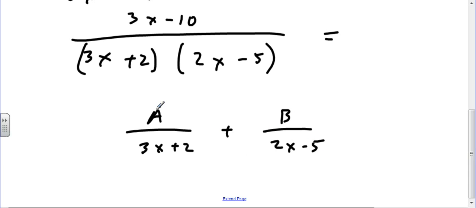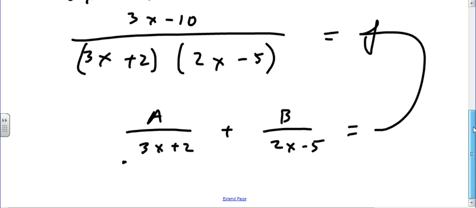Now, this something that's on top is always a degree less than the something on the bottom. So if the something on the bottom was x squared plus 2, then the something on top would have to be ax plus b. Okay, so I'm a degree less. All right, so that's just one of those things. All right, now this has to equal that guy there. Okay, well that's fine. We can do that.